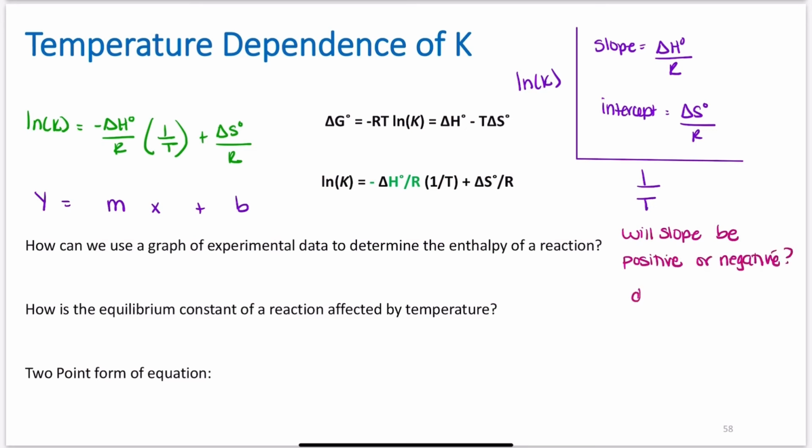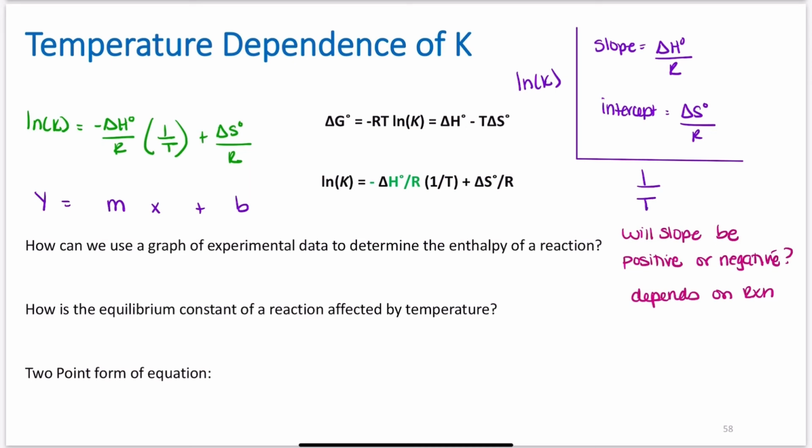The truth is, it depends on the reaction. You're going to see positive and negative slopes. So how is the equilibrium constant of a reaction affected by temperature? It depends on the reaction itself.